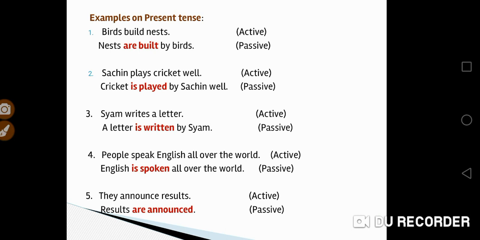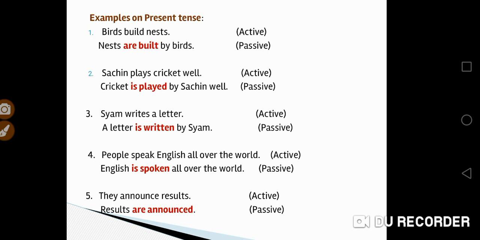Now we learn about examples on present tense. Birds build nest. Here, nest becomes the object. Nest becomes the subject in passive. So, nest, the subject is in plural, so we have used here are built. So, nests are built by birds.